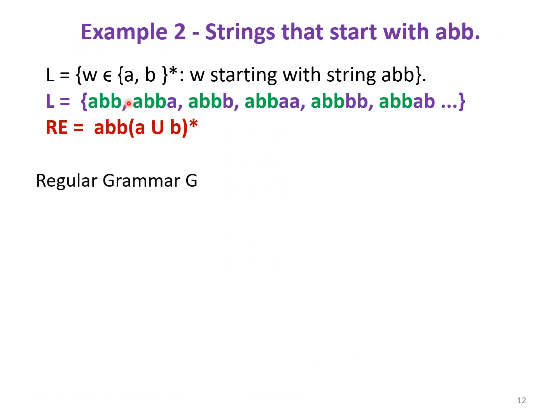Let's see the next example. The strings starting with ABB. Possible strings in this language are ABB followed by any combinations of A's and B's. The regular expression obtained is ABB followed by A union B whole star.